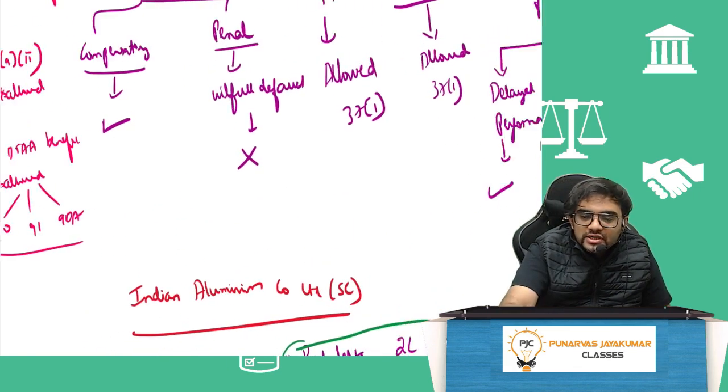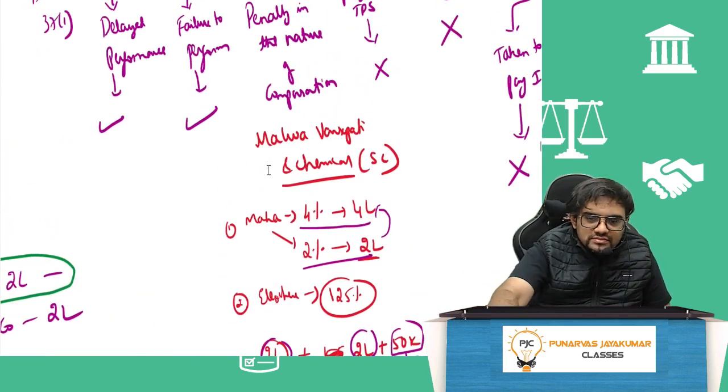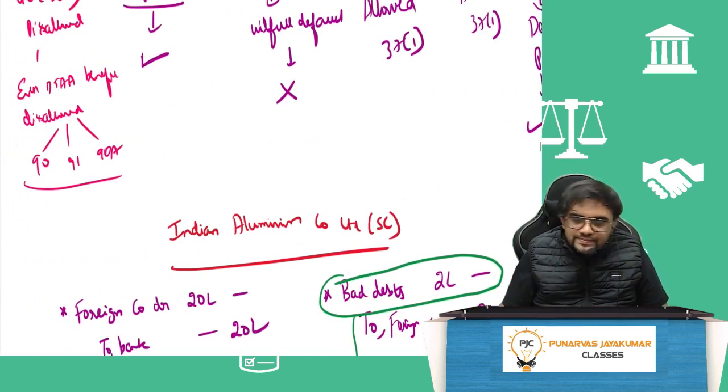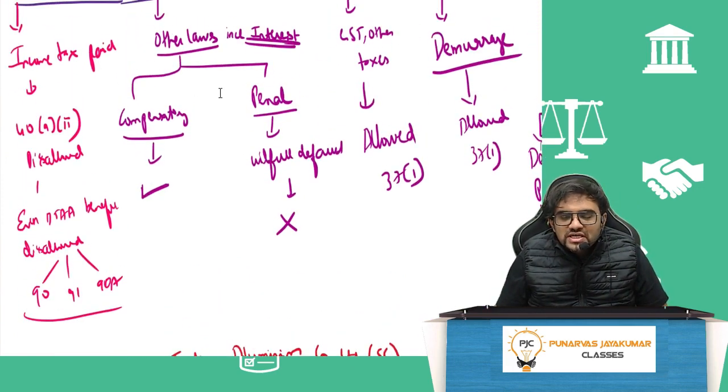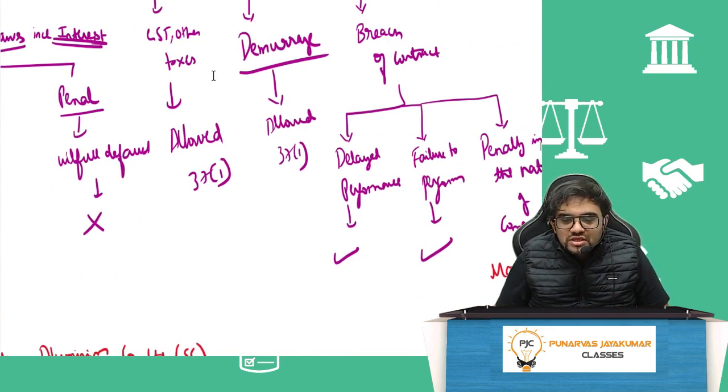So what do you mean by that? Compensatory in nature, willful in nature. I'll discuss that in one other case. GST and other taxes allowed under 37(1). So GST, etc. expense if you do, that's definitely allowed. Demurrage is another name for charges. It is allowed under 37(1).